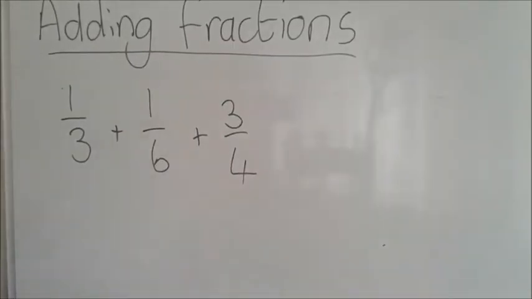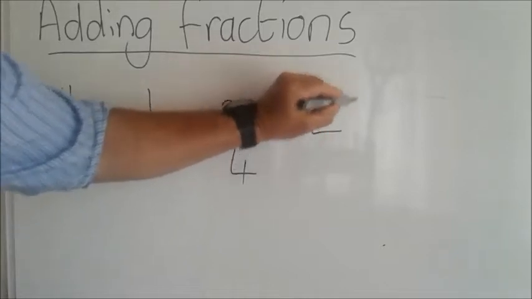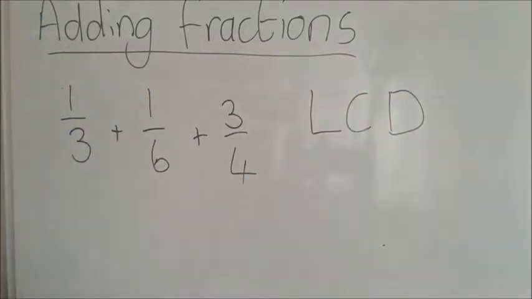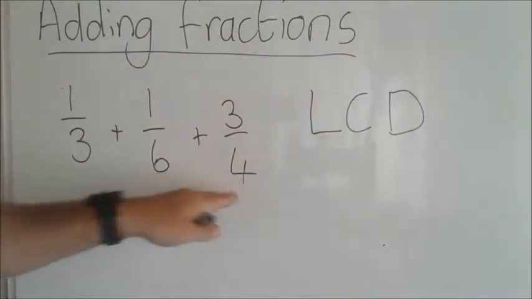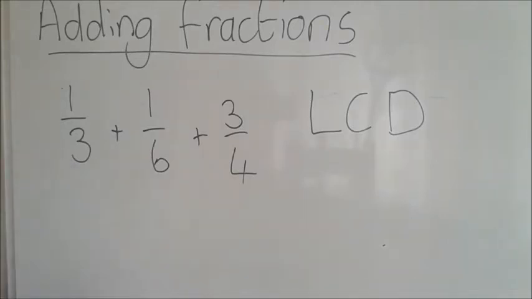Here's another example. We've now got 3 numbers, but exactly the same principle applies. First things first, we have to find the lowest common denominator, the denominator that all 3 of these denominators can fit into, that they are factors of.